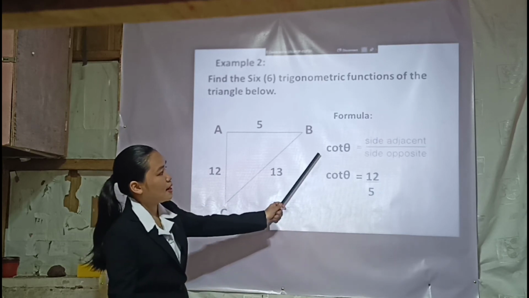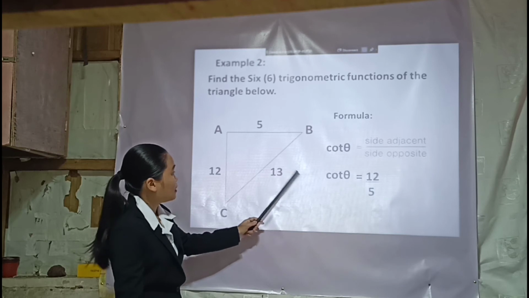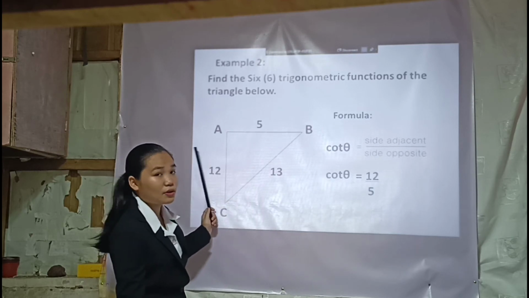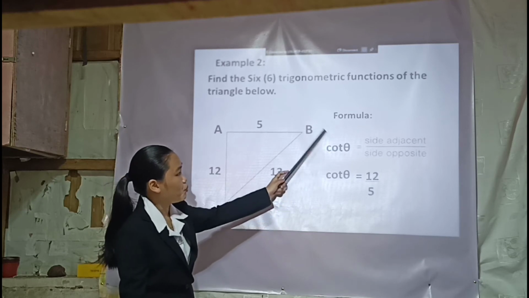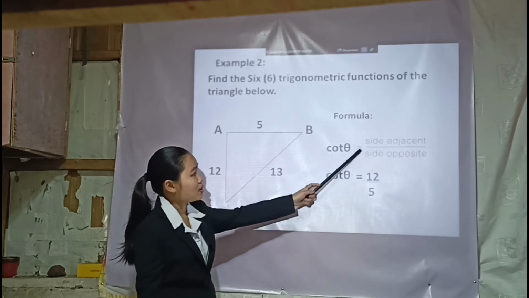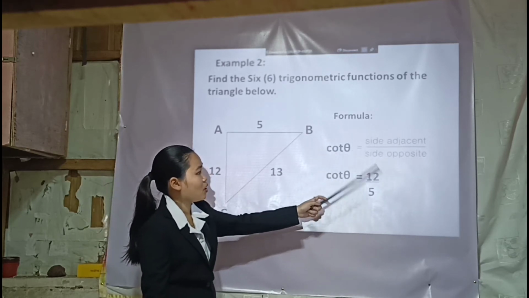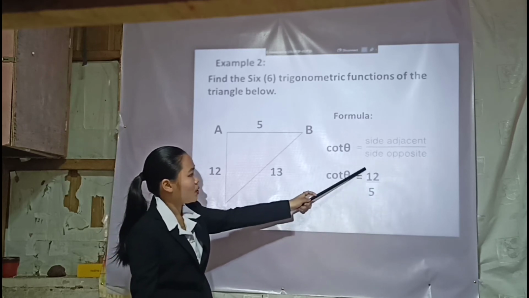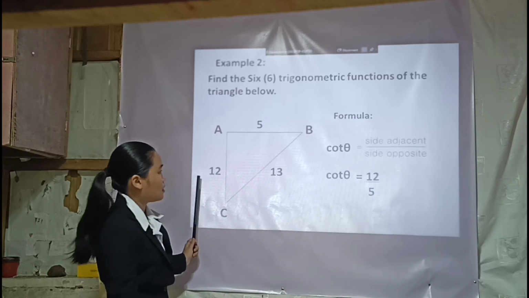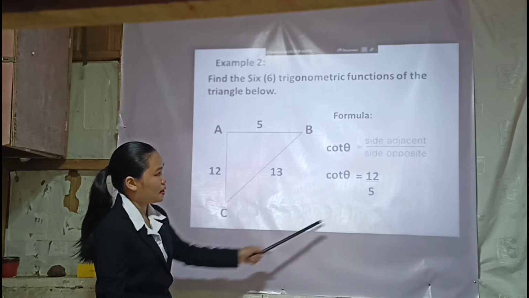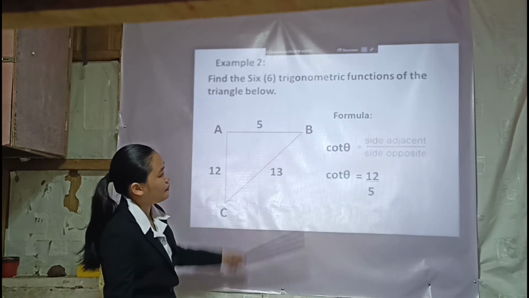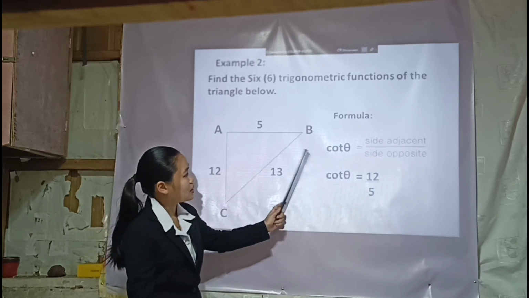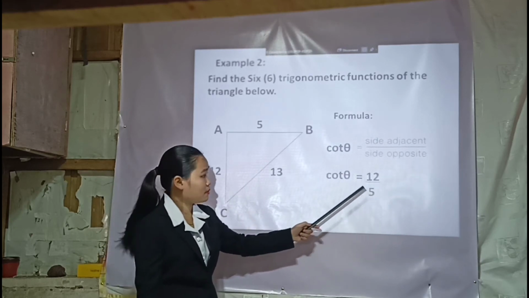Next is the cotangent. We will solve the cotangent for this example. Formula, cotangent theta equals side adjacent over the side opposite. So, cotangent theta equals 12 over 5 because the side adjacent is 12 and the opposite is 5. So, for this example, the cotangent theta is 12 over 5.